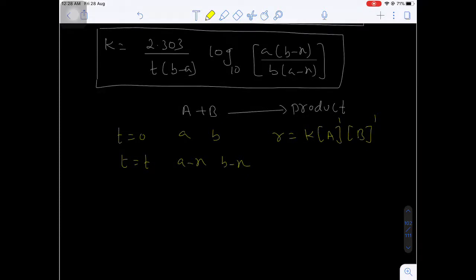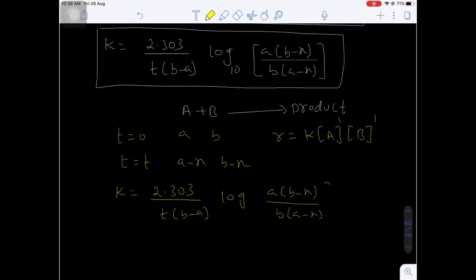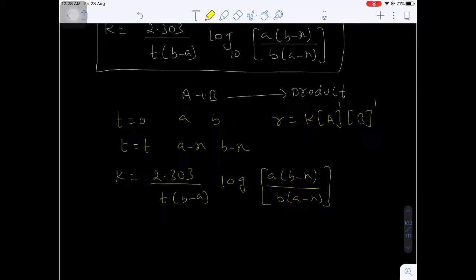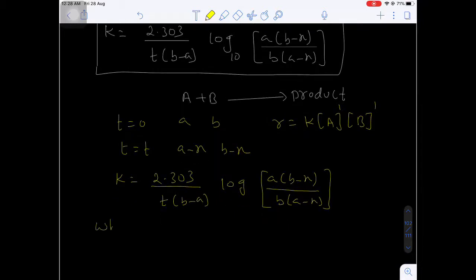Suppose in the rate expression, K is equal to 2.303 divided by T into B minus A logarithm to the base 10 of A into B minus X upon B into A minus X. Now what I am assuming here is that the small b value is too greater than small a, and one more important thing, the x value is less than a and b. Yes or no? The x value is less than a and b.